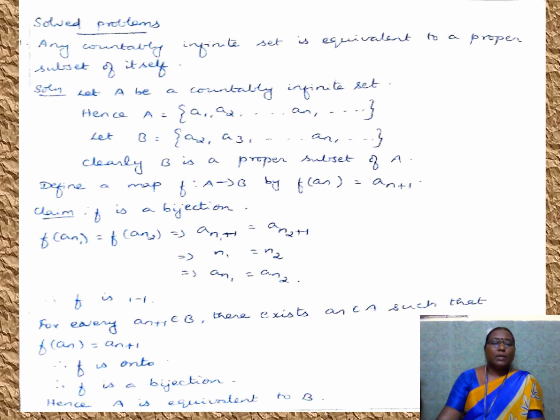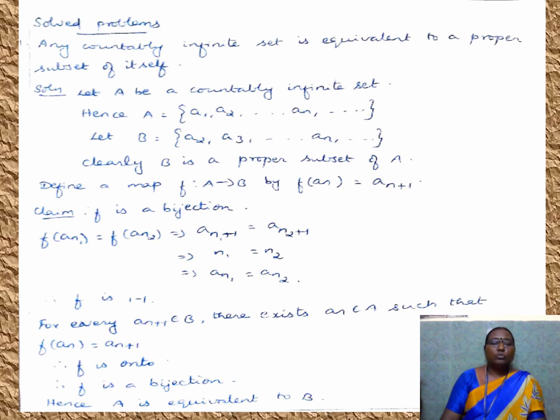I am repeating the problem. Any countably infinite set is equivalent to a proper subset of itself. So I have to take a countably infinite set and I have to prove there is a bijection from that set to its proper subset. So for that purpose, I am taking the set A as a countably infinite set. Since it is countably infinite, we can list the elements of A as a1, a2, etc. I have to take a proper subset of A, so I am leaving the element a1 and forming the set B as a2, a3, etc., an, etc. Then B is a proper subset of A.